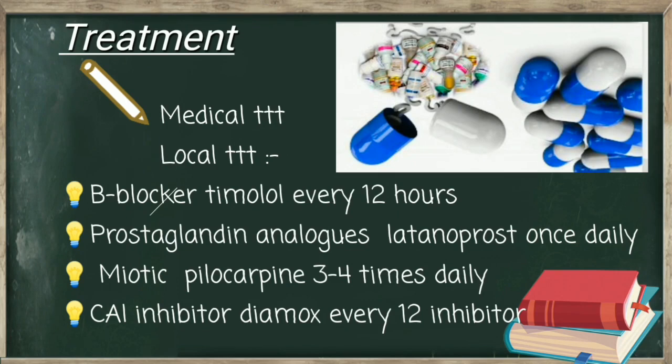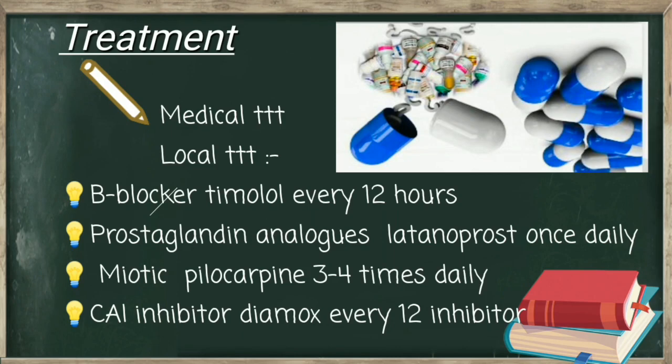Medical drugs like beta blockers act by decreasing the formation and secretion of aqueous humor, like timolol, which is used every 12 hours, two times a day. But we use beta blockers with caution in patients with COPD, hypotension, arrhythmia, or unstable congestive heart failure, in which beta blockers may aggravate or exacerbate the conditions.